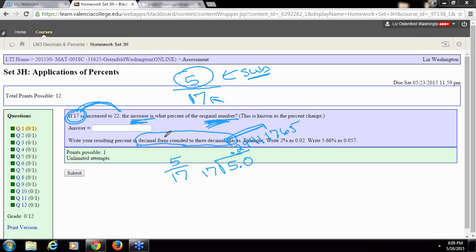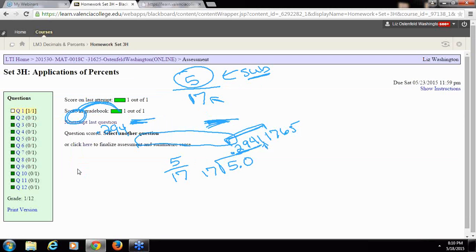So watch out for this kind of stuff, because even though it's asking me very specifically what percent, right here at the bottom is telling me to write my resulting percent as a decimal, rounded to 3 places. Well, here's my percent as a decimal. If I'm going to round it to 3 places, I'm going to look at this 1. The 1 doesn't change anything, so it's 0.294. Now I am going to go ahead and type that in because, again, I want to make sure that I am interpreting the directions properly. There we go. Any questions about that?